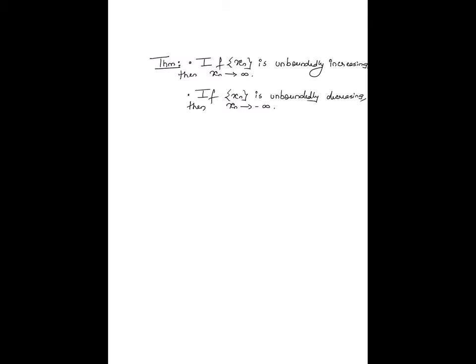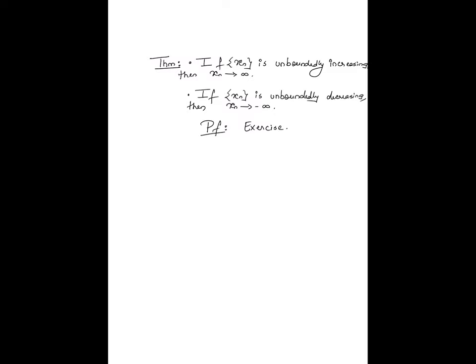Similarly, when it comes to decreasing sequences, there are only two possibilities. Decreasing sequences are always bounded from above, trivially, right? So all that remains is you can either have decreasing sequences that are bounded from below or decreasing sequences that are unbounded from below. By the previous theorem, decreasing sequences that are bounded from below actually do converge. Whereas what this theorem tells you is that if you have a decreasing sequence which is unbounded from below, then the sequence tends to minus infinity. Okay, so the proof of this is again going to be an exercise to you.